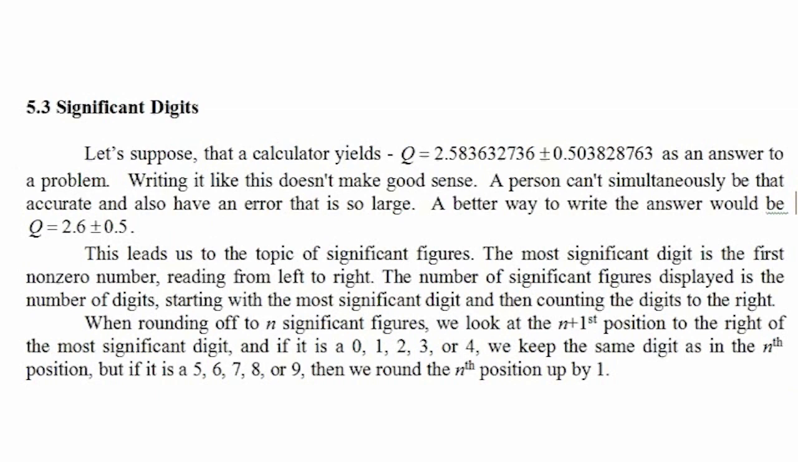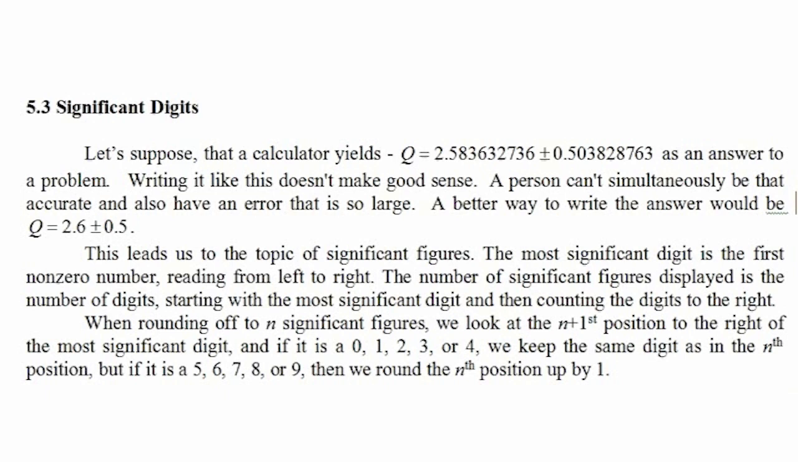Significant digits. Let's suppose that the calculator yields q equals some number plus or minus some other number as an answer to a problem. Writing it like this doesn't make good sense. A person can't simultaneously be that accurate and have an error that is so large. A better way to write the answer would be q equals 2.6 plus or minus 0.5. This leads us to the topic of significant figures.